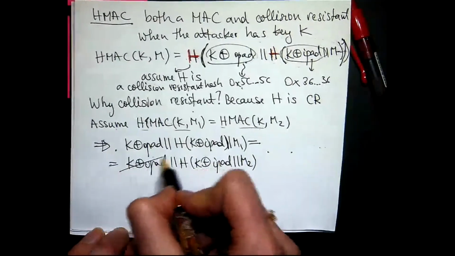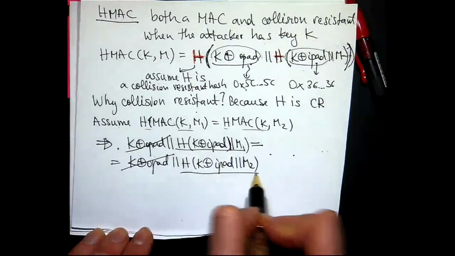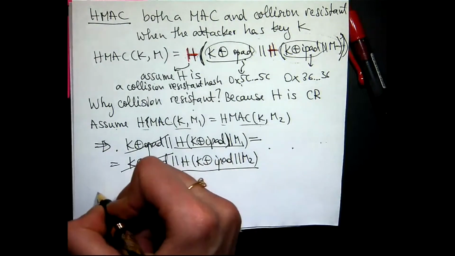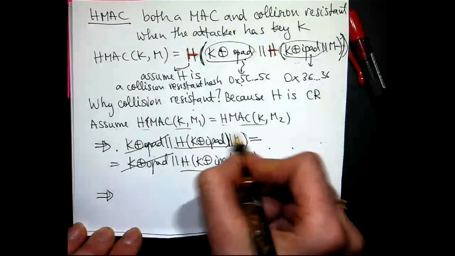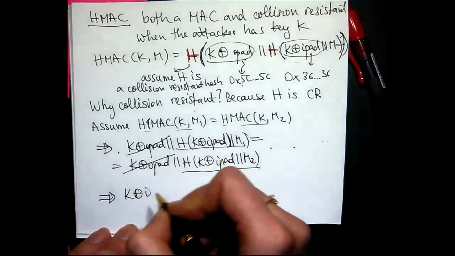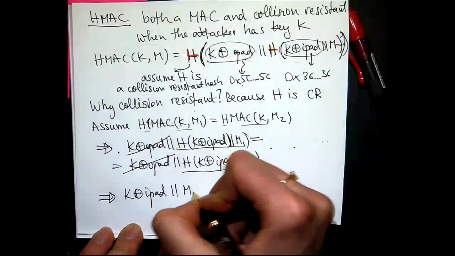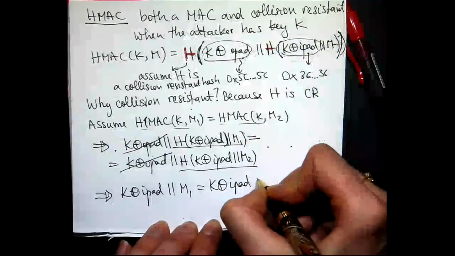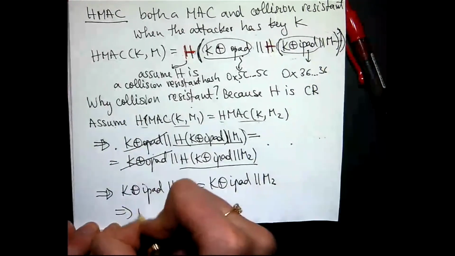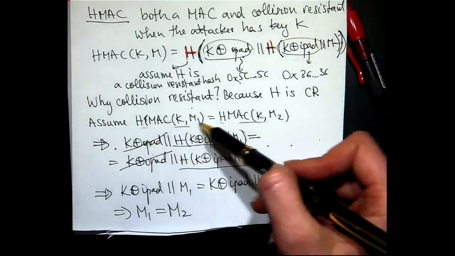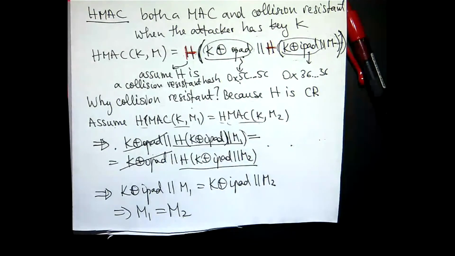All right, so then we can remove this part of the concatenation, so we're left with these two hashes being equal. But again, this hash function is collision resistant, so it means that the inside must be equal because otherwise it means you found a collision. So it means that K XOR iPad concatenated with M1 is equal to K XOR iPad concatenated with M2. So this implies that M1 is equal to M2. All right? So basically this implies that, if ever two HMACs are the same, then it means that M1 is equal to M2.